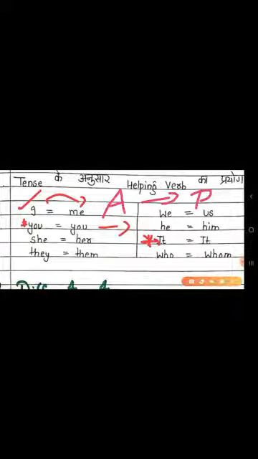When we convert active to passive, we also remember something. I is converted into me, you will be as it is, she is converted into her, they is converted into them, we is converted into us, he is converted into him, it will be as it is, and who is converted into whom. So you remember it.